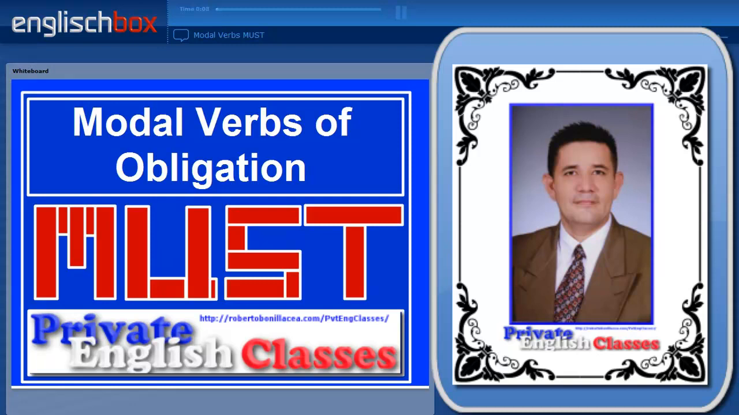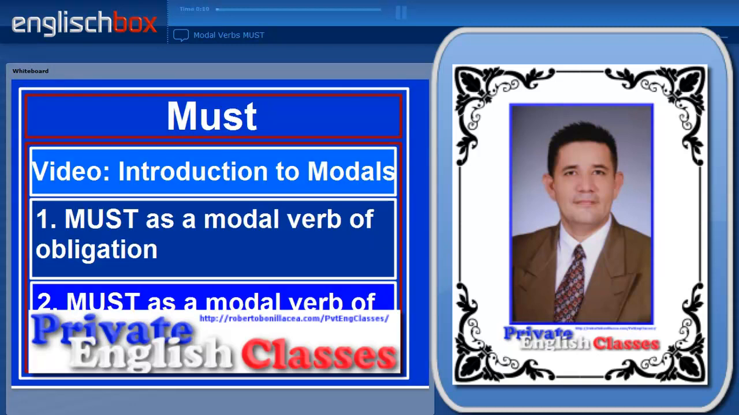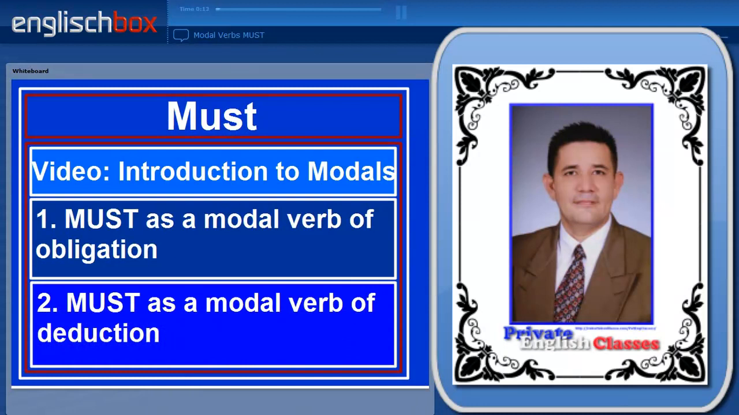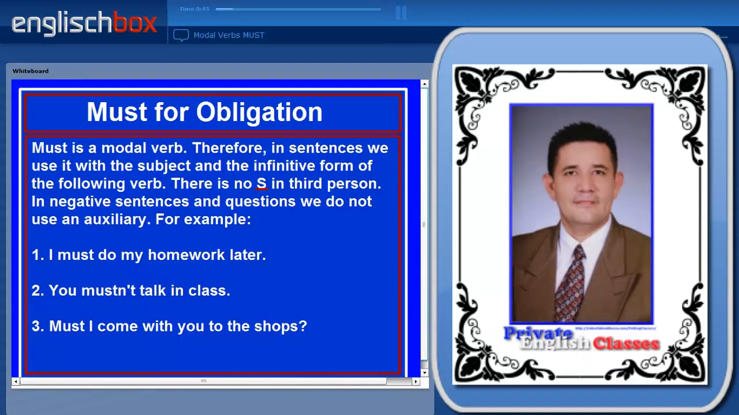Today I'm going to talk about the modal verb must. I have split the lesson into two parts. Part 1 is all about must as a modal verb of obligation, and part 2 is all about must as a modal verb of deduction. It is important to distinguish between these two forms because must as an obligation and must as a deduction have different structures. So let's begin by looking at must as an obligation.